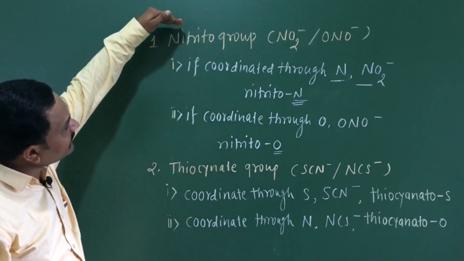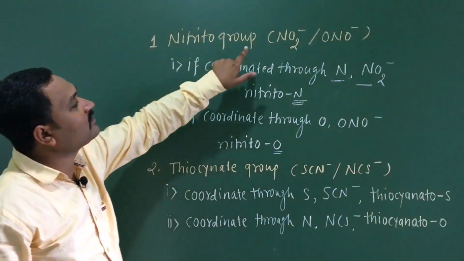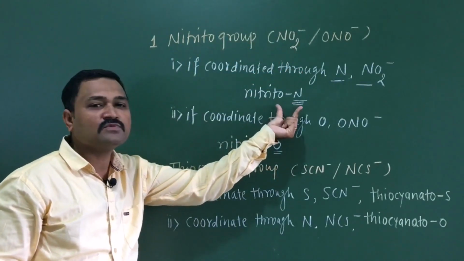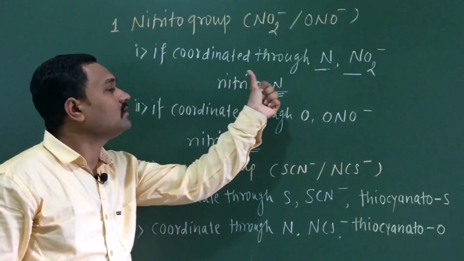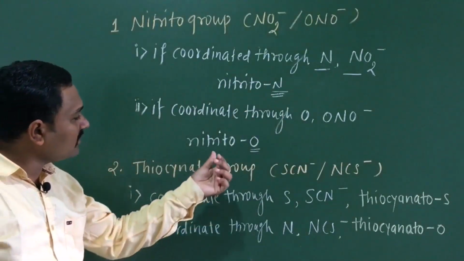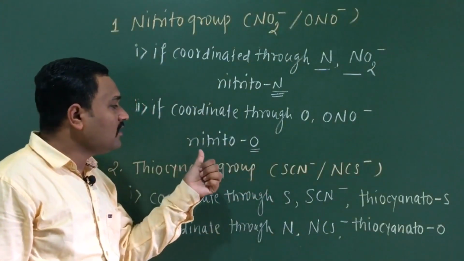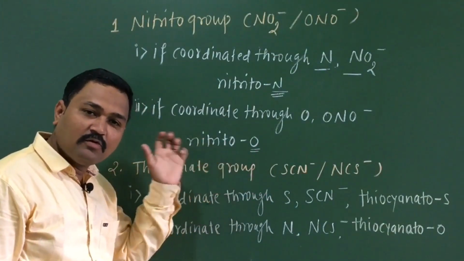So the nitrito group has two donor atoms, nitrogen and oxygen. If it coordinates through the nitrogen atom, we just put the symbol of it after the name of this ligand, and here also we put the symbol of the oxygen atom after writing the name of this ligand.